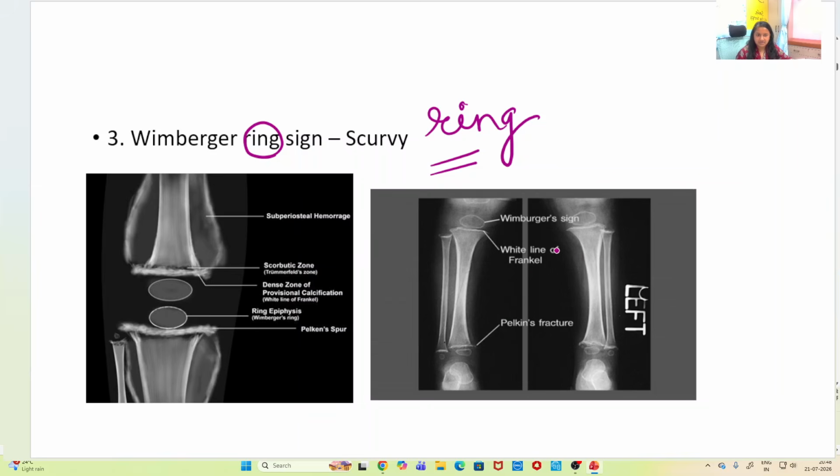First is the Wimberger's ring sign. This is because of ring calcification around the osteoporotic epiphyseal center. Then there is the white line of Frankel. Again, this is a radio-opaque zone at the end of long bones, due to increased density and slowed calcification at the edge of the metaphysis just beneath the growth plate. And Pelkin's fracture is because of healing microfractures, with small triangular projections from the end of the long bones. All three are individual questions.